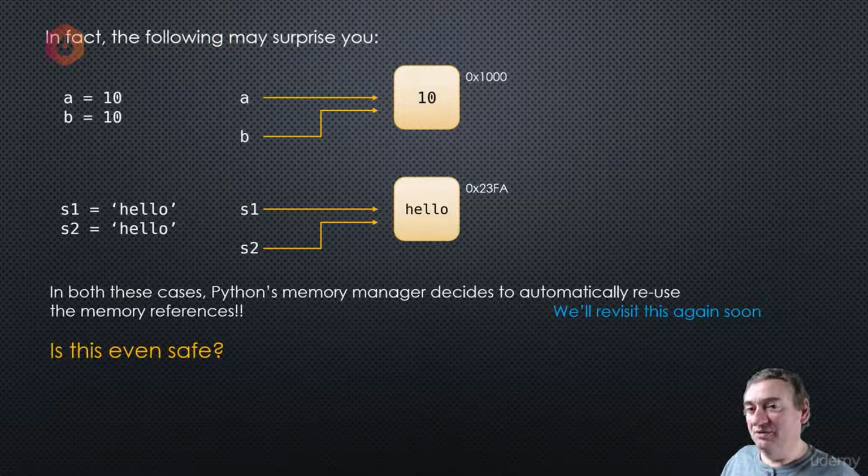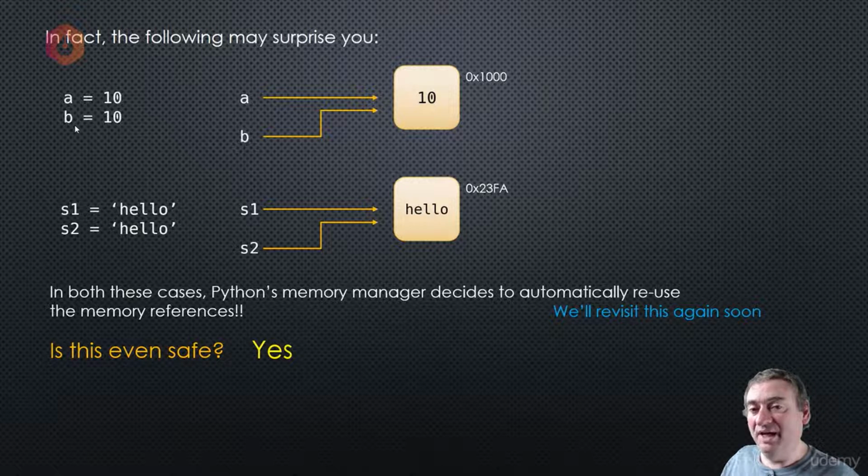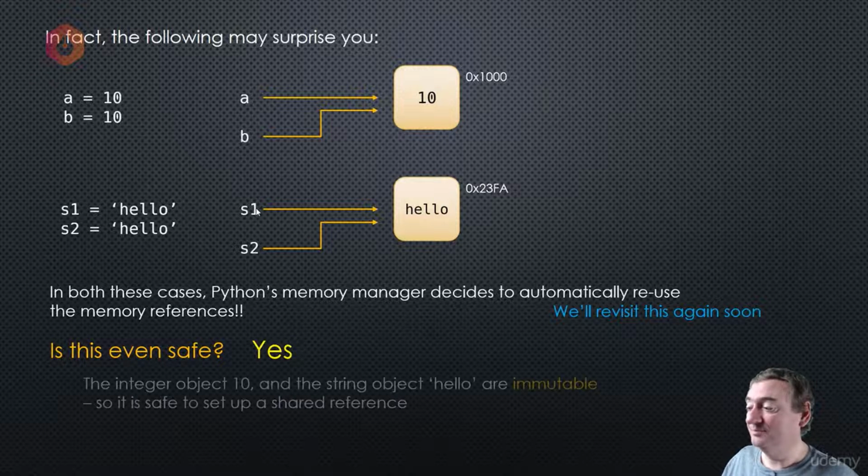But the question here I want to answer is, is it even safe? And well, the answer is yes, because these objects are immutable. So even though a and b and s1 and s2 are shared references, if we modify s2 or we modify b, the only way to modify the value that those variables are pointing to is by changing their memory address reference. And so by doing so, we would leave a and s1 alone. So yes, it's actually quite safe to do that, and Python actually uses that in order to do a few optimizations that we'll talk about when we get to Python optimizations.